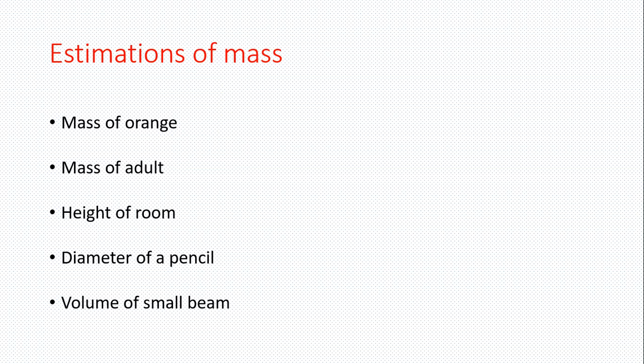And so for today, let's shift our attention to estimations of masses. Now, the first estimation that we'll be looking at is the mass of an orange. In physics, you will realize that the mass of an orange is often estimated to be approximately between 100 to 150 grams. Please note that that is not the correct SI unit, but this is an estimation in terms of grams. Now, what about the mass of an adult?